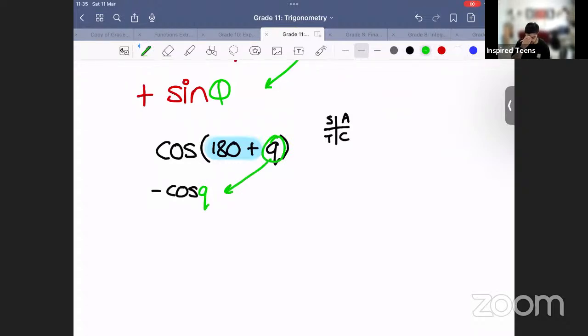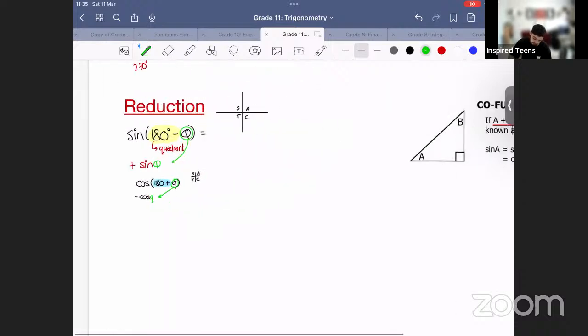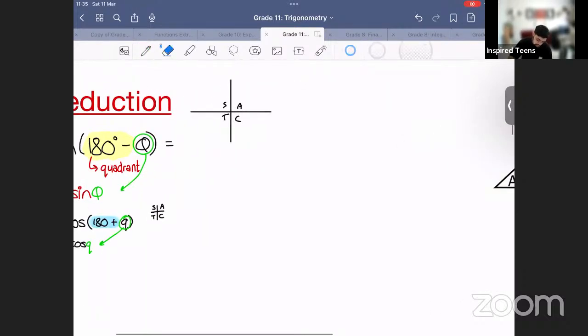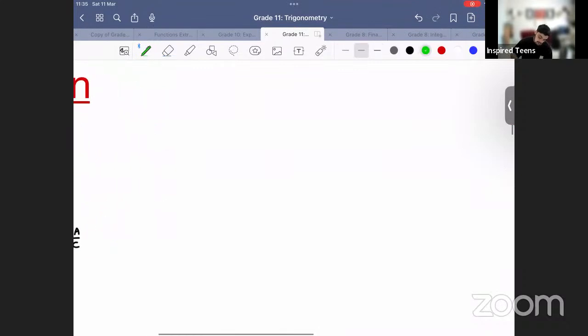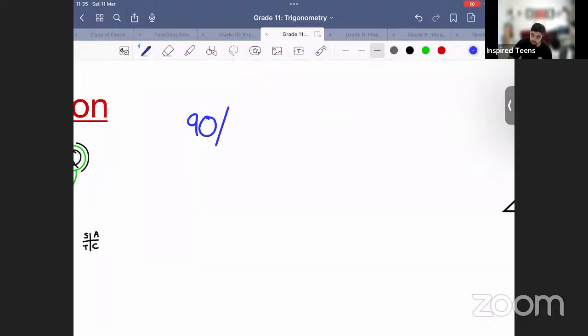Okay, so I think we're done with the basic examples. Let's talk about our exceptions. What are our exceptions? Our exceptions deal with 90 and 270. So the 90 and 270 exceptions. All trig cofunctions have exceptions: sine, cos, and tangent.